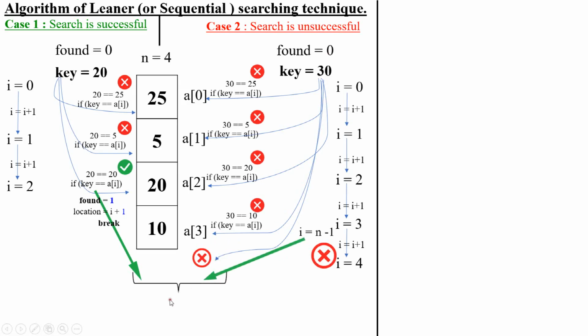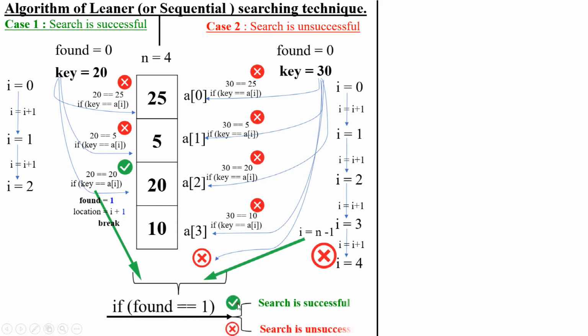Outside the loop, use an if statement to check whether the value of the variable found is 1 or not. If the condition is true, the search is successful. If the condition is false, the search is unsuccessful. That's it. Let's move on and start coding in Python.